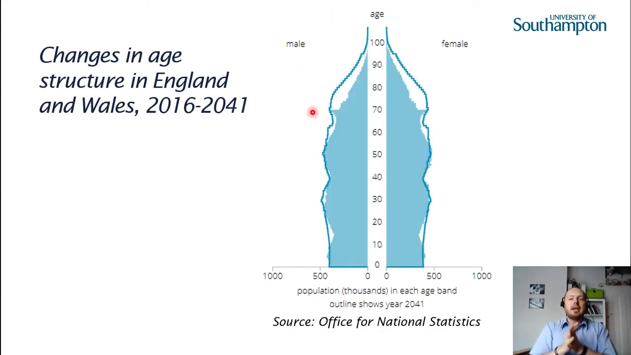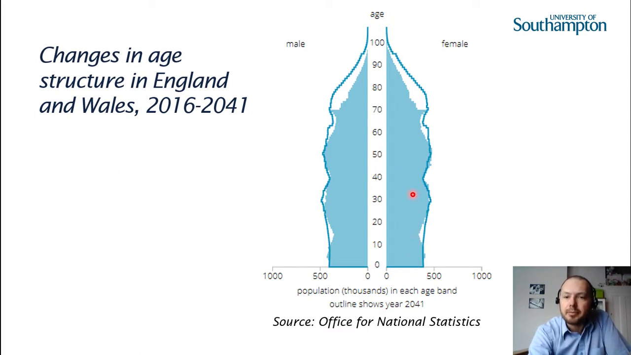So this is an example of a population pyramid for the structure of the population in England and Wales from 2016 to 2041. So the way that we read this is it's for males and females. On the left we have males, and on the right we have females. And on the bottom we have the population count in thousands. And then on the y-axis we have age. So it gives you a profile of the population size at each age in England and Wales from 2016 to 2041.